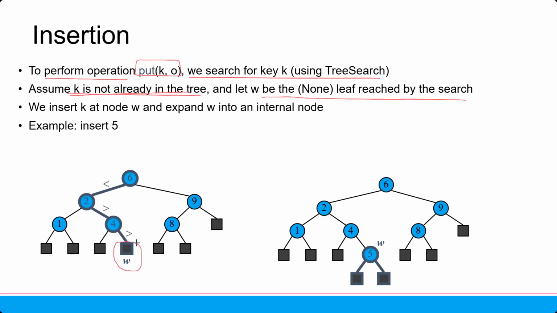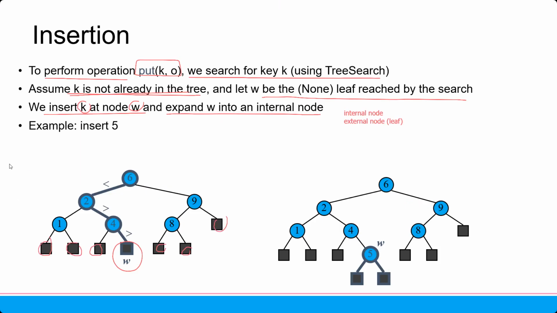So let's have a new leaf node, and we assume that this is w. We insert k at node w, and expand w into an internal node. Okay, I hope that you still remember we have internal nodes and external nodes. So what is an external node? We call an external node a leaf. A leaf is this one.